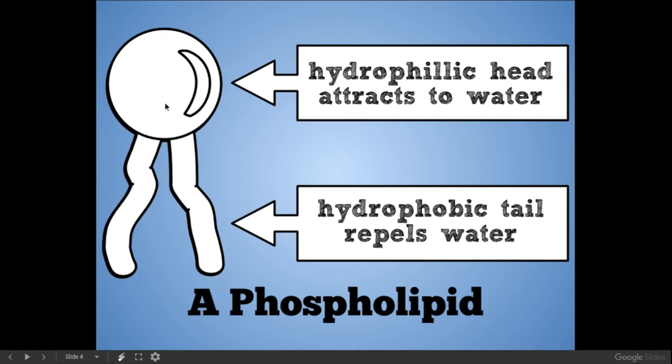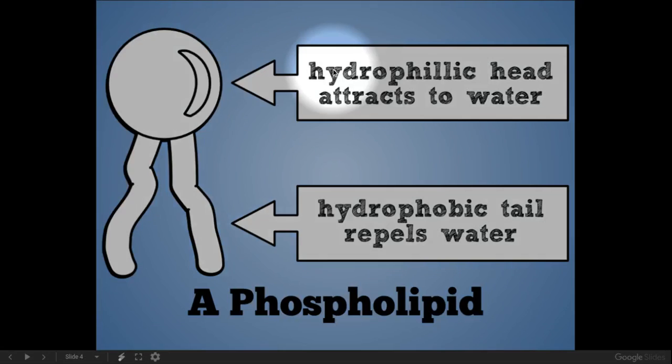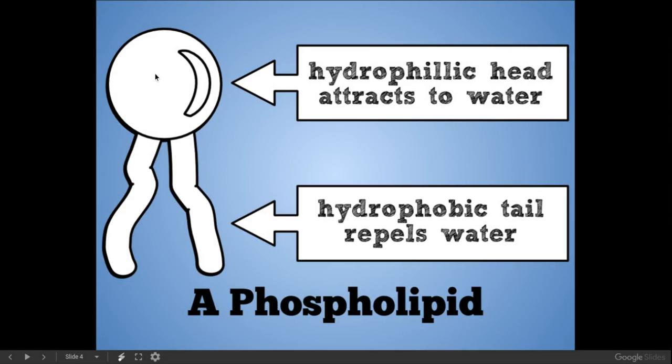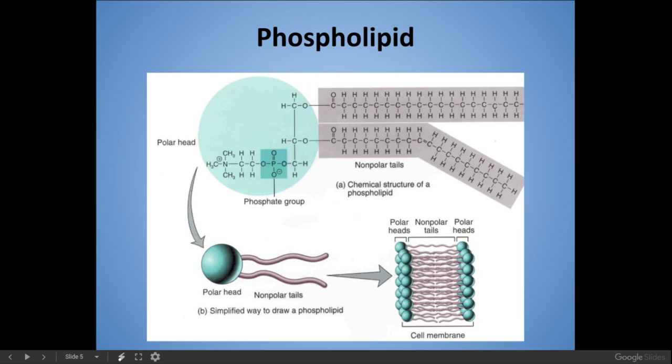And when we think of the phospholipid, the head part is considered hydrophilic. And the hydrophilic head means to love water. It attracts to water. So this side is always going to like to be near water. And the little legs or tails are hydrophobic, and that means they fear water. And so they like to be away from water. So the phospholipid has two sides to it. It's got a side that likes water and a side that does not like water.